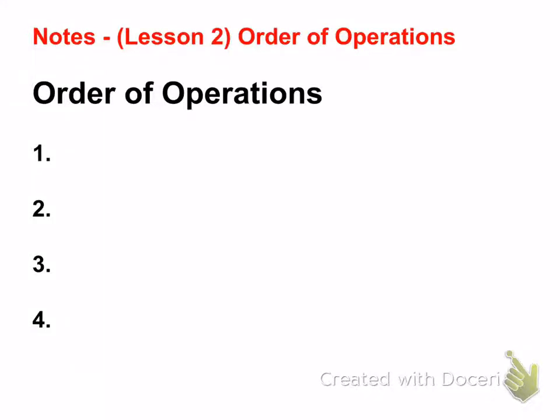Today we're going to continue our lessons about the order of operations. Let's start by filling in all 4 steps. The first step of the order of operations is to look for anything that has parentheses or brackets. Parentheses are rounded off, and brackets have more of a boxed look to it. We'll get more into those as time goes on.